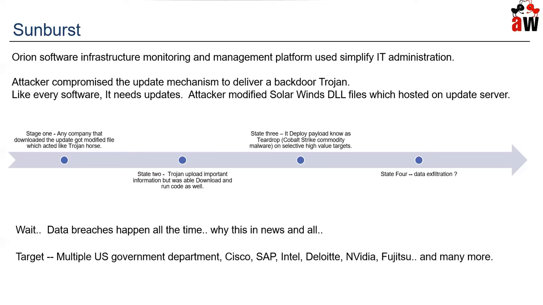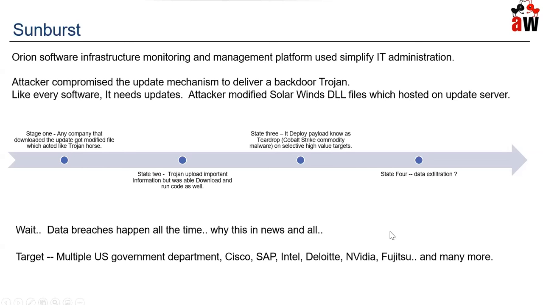The targets were the US departments, like the Treasury Department, which was one of the departments that got this particular malware, and we don't know what kind of data was taken out from that, and where that data actually ended up. Other big companies like Cisco, SAP, Intel, Deloitte, who actually works in the security domain as well. Nvidia, which produces graphics cards, also got attacked this way. Fujitsu, which is a service provider as well as it makes products. And there are some rumors that even Microsoft branch offices, not their main data centers, were using this software and were also infected with this.